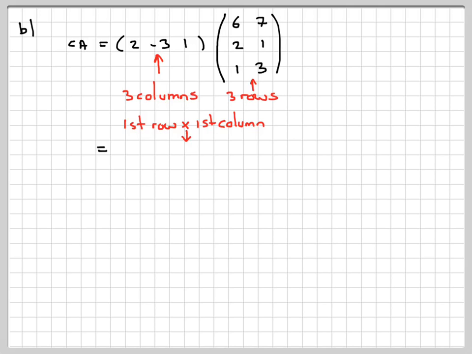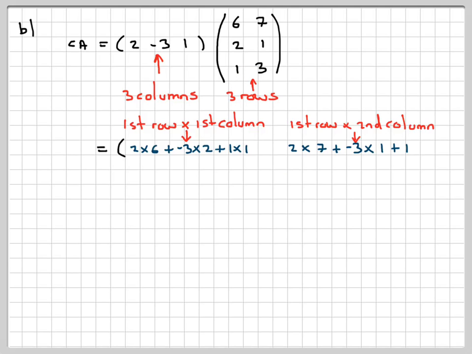So we do the first row times the first column. So that's 2 times 6 minus 3 times 2 and 1 times 1. And then we do the first row times the second column. We place this one here. 2 times 7 minus 3 times 1, 1 times 3. Then all we need to do is add these up. So it's 12 minus 6 plus 1, 14 minus 3 plus 3, which is just going to give me 7, 14.